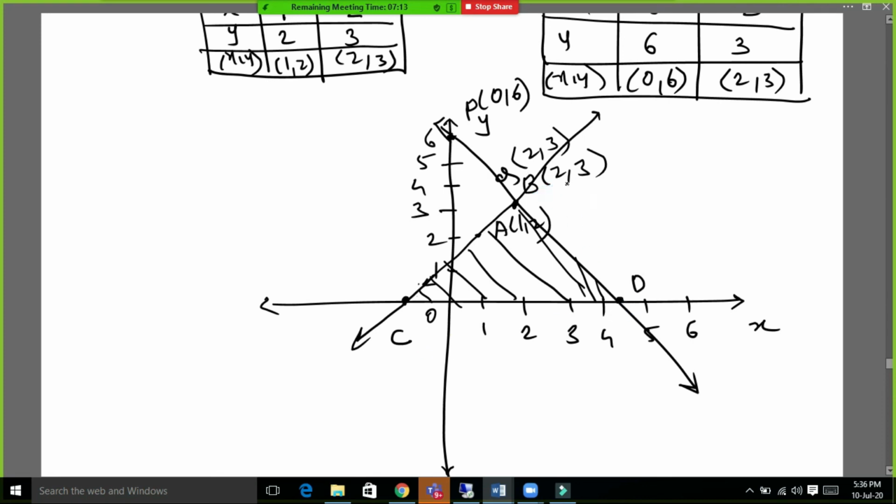For B we have already got that, it is 2 comma 3. Now for C and D, just observe the points you get. For D we get near about 4 comma 0, because all these points are not plotted by scale, it is a rough sketch. If you plot it properly, you get D having coordinates 4 comma 0, and the coordinates for point C are minus 1 comma 0. So C has the coordinates minus 1 comma 0.